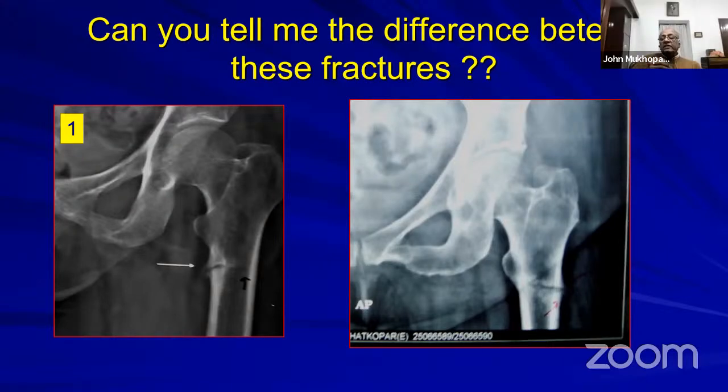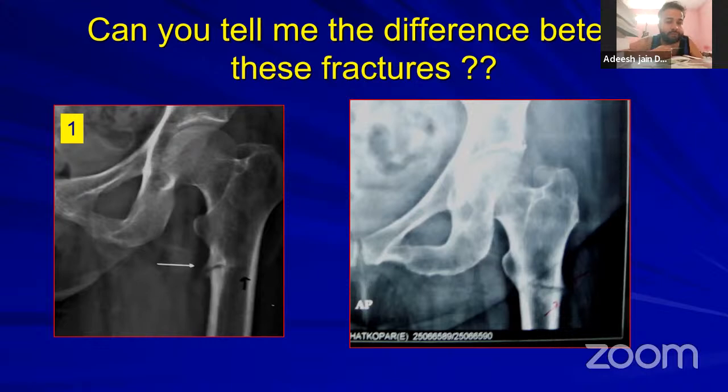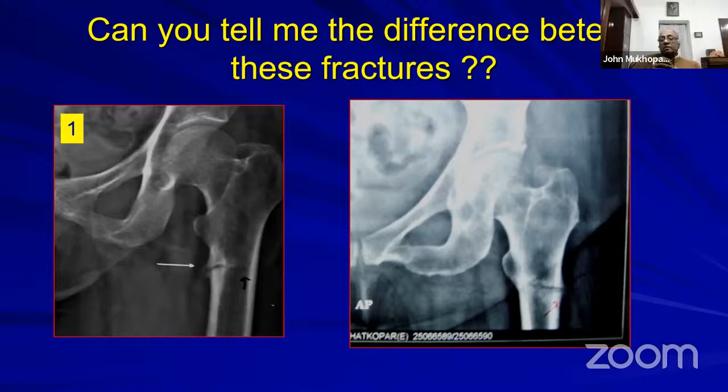Let's carry on with someone else. Bone mineral density of 0 to minus 1 is called osteopenia, and bone mineral density of less than minus 2.5 is known as osteoporosis. So basically, it's the same pathology in different grades. So grading. Why should you have different fractures? Yes, sir.